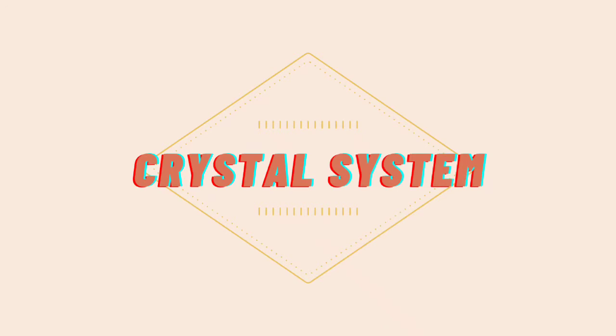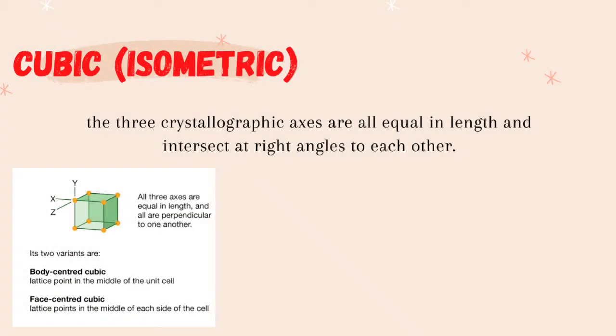These are cubic, trigonal, tetragonal, orthorhombic, hexagonal, monoclinic, and triclinic systems. The first crystal system is the cubic or isometric system. In this crystal system, the 3 crystallographic axes are all equal in length and intersect at right angles to each other, or all 3 axes are equal in length and all are perpendicular to one another. Cubic or isometric system is based on a square inner structure.